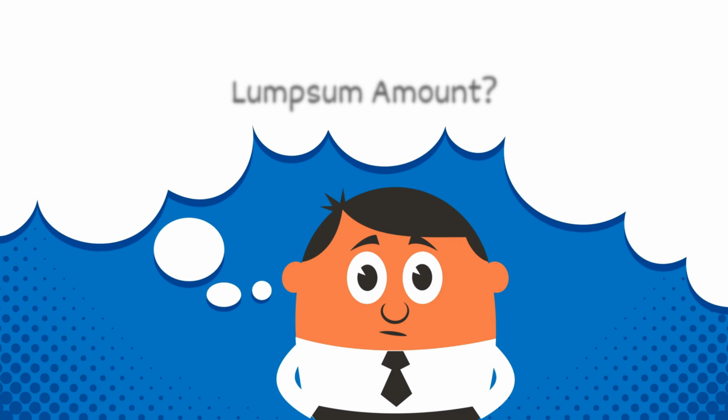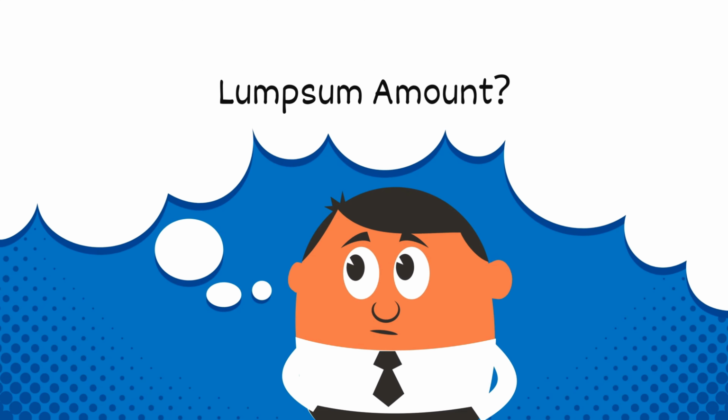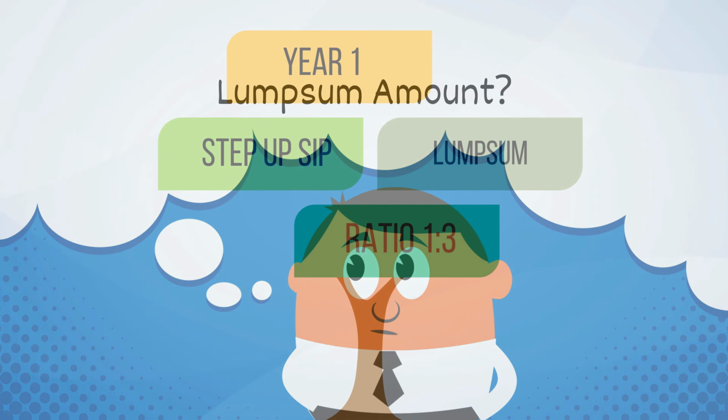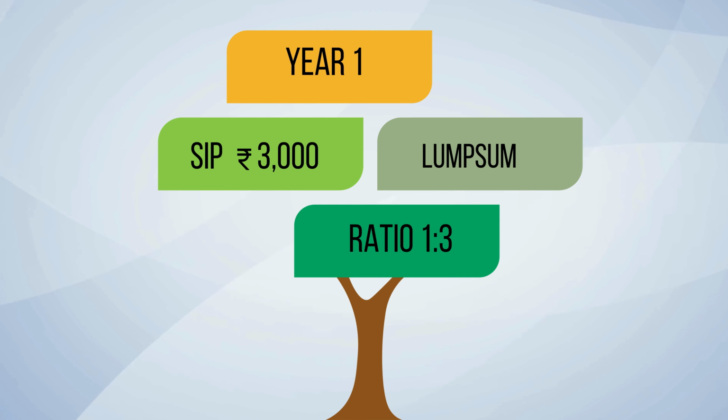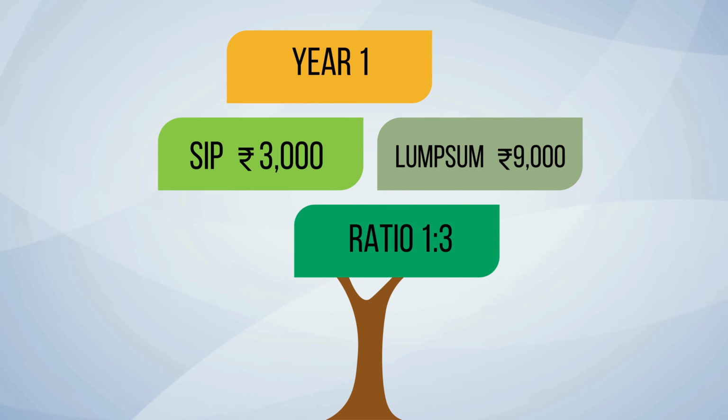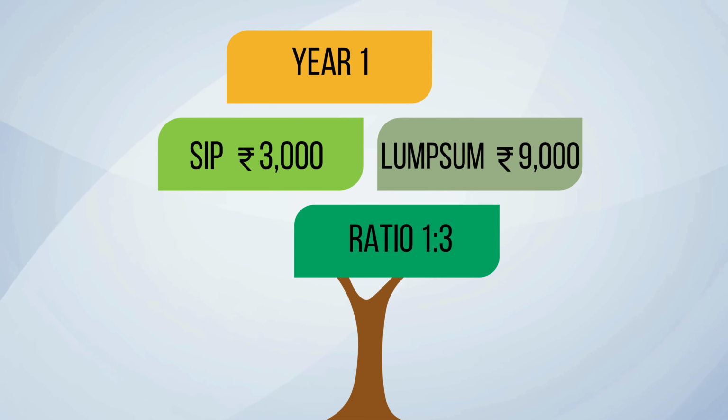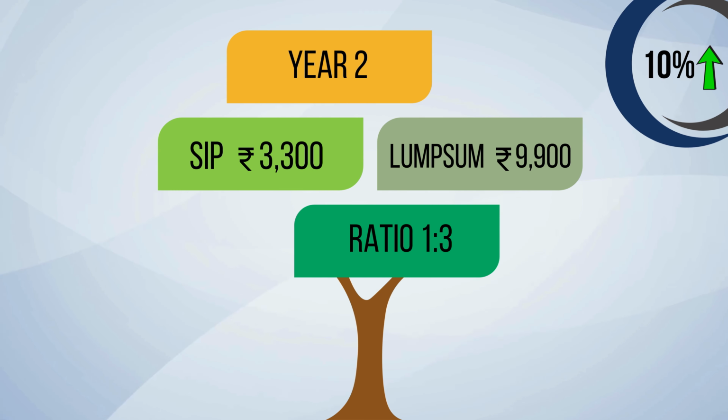Let's now discuss the most important part of the strategy. What should be the lump sum amount? For my analysis, I have used the step up SIP to lump sum ratio as 1:3. That is, if my first year step up SIP is 3000 per month, then my lump sum amount will be 3 into 3000, that is 9000. Similarly, considering the step up of 10%, if my second year step up SIP amount is 3300 per month, then my lump sum amount will be 3 into 3300, that is 9900.